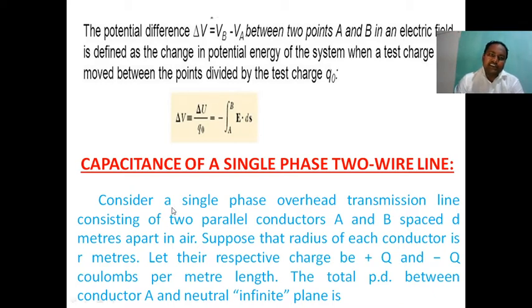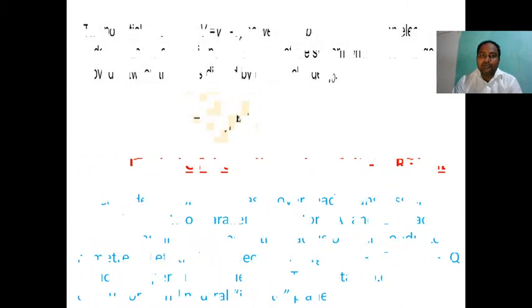Consider a single phase overhead transmission line consisting of two parallel conductors A and B spaced d meters apart in the air. Suppose the radius of each conductor is r meters. Let their respective charges be plus q and minus q coulombs per meter length. The total potential difference between conductor A and the neutral infinite plane is... So whenever there is a single phase, they definitely have two conductors, with opposite charges.